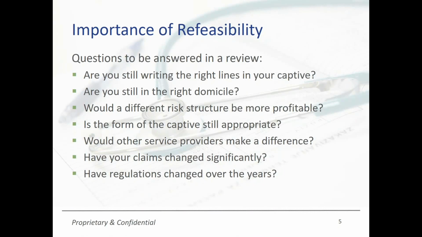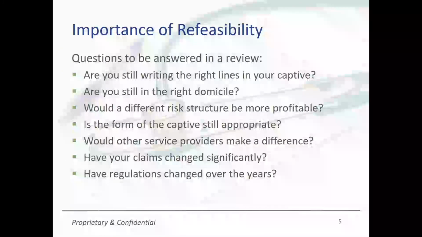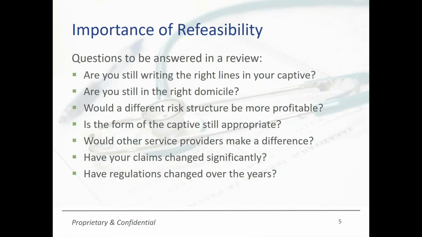Have your claims changed significantly? In the feasibility study, generally the actuary and captive manager will put together expectations, and actual experience may have emerged drastically different from those original expectations, in perhaps a positive or negative way. Positively being claims are coming in lighter than expected and your surplus has built up beyond what was originally expected.